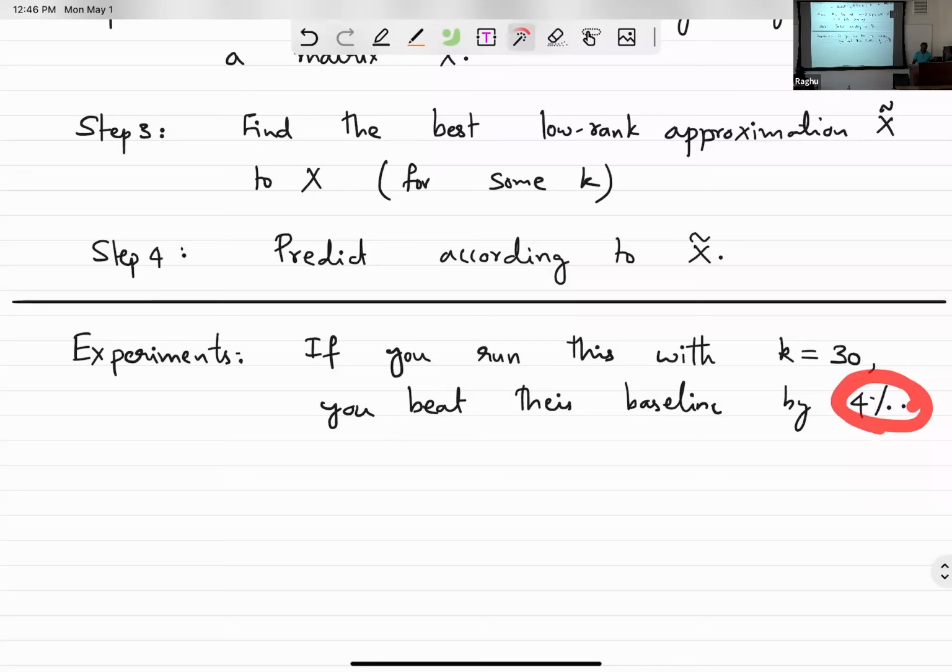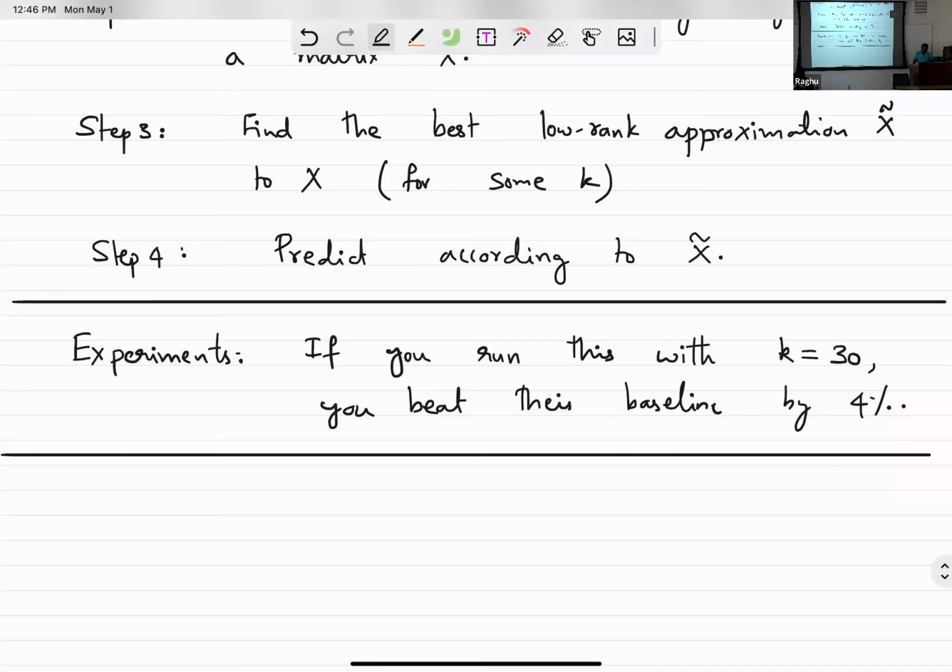And once you got to 4%, people started with this as the baseline. Right? And then refined the low rank approximation technique using various ways to eventually get to 10%. Okay. So the problem of low rank approximation again is a very nice one.